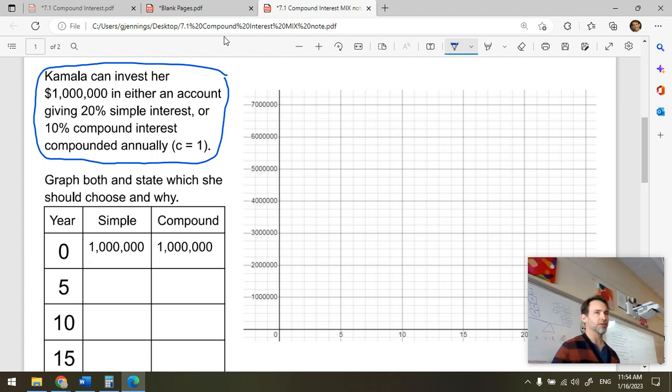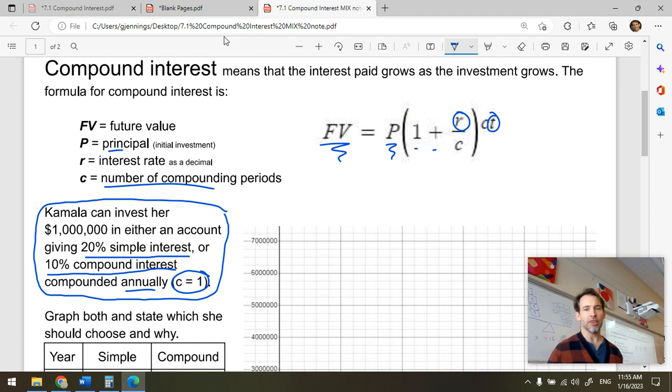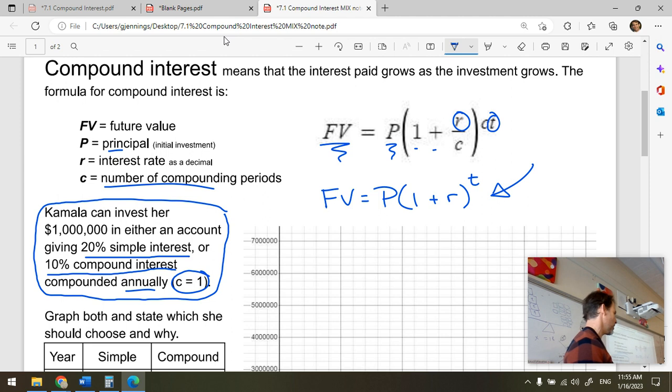And she has two options: a 20% simple interest account or a 10% compound interest account, compounded annually, meaning once per year. So C is 1. And when C is 1, this formula will simplify to this. Future value is equal to the principal multiplied by 1 plus the interest rate as a decimal raised to the power time. Yes, that is an exponential function, just like we saw in Unit 4.